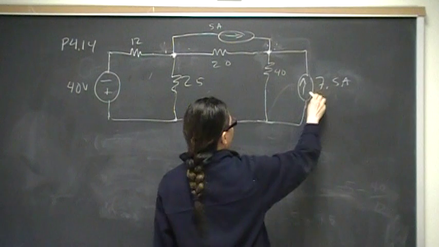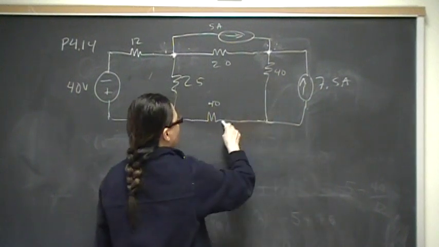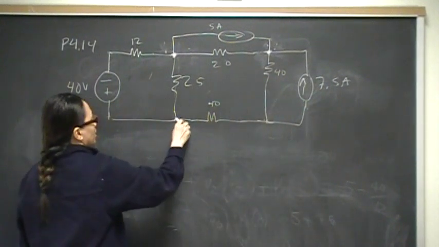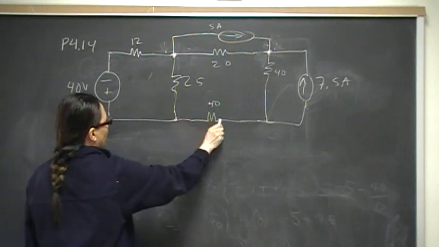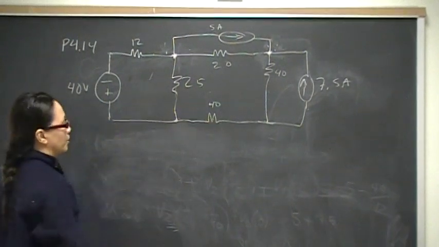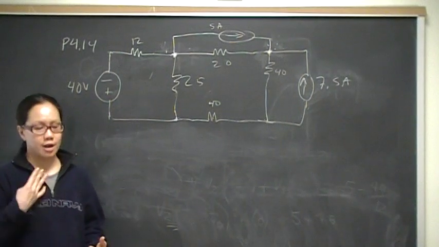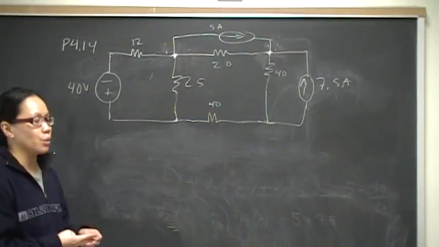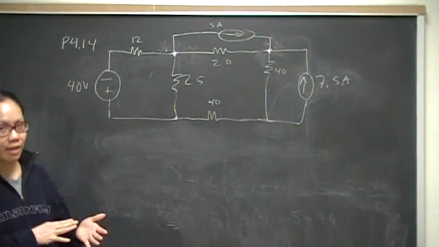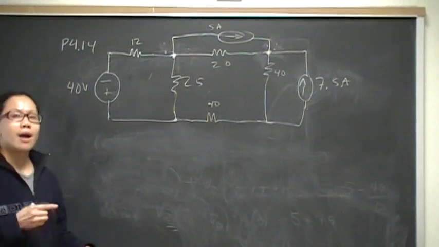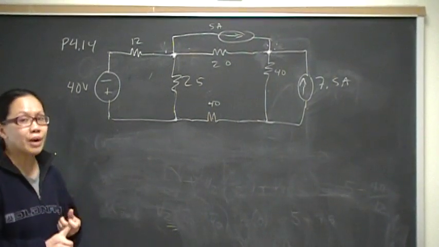This is a third node. It connects a 7.5 amp, a 40 ohm, and a 40 ohm. This is a fourth node. It connects a 25 ohm, a 40 ohm, and a 40 volt. So that is step number 1, to identify all of your essential nodes. Step number 2 in the node voltage method is to pick one of those nodes as your reference node.